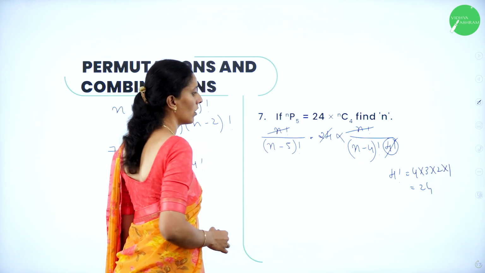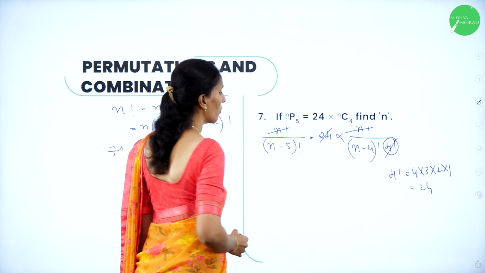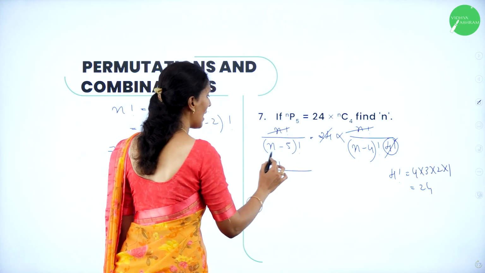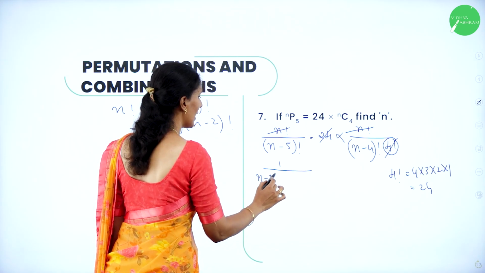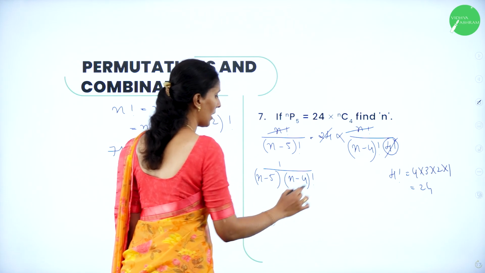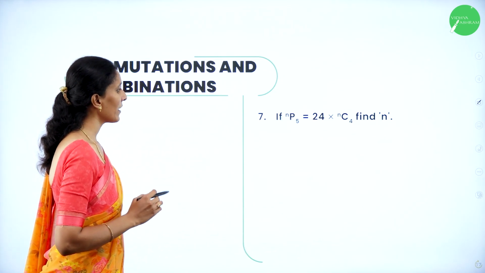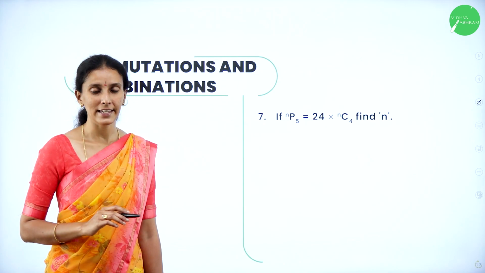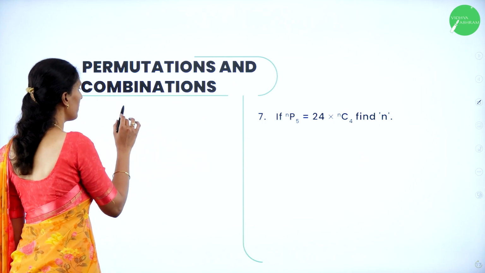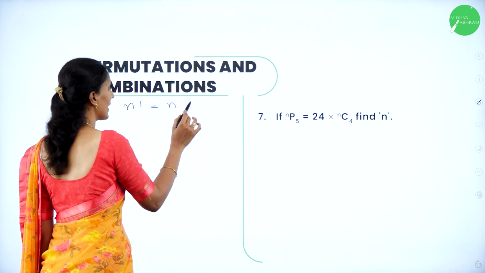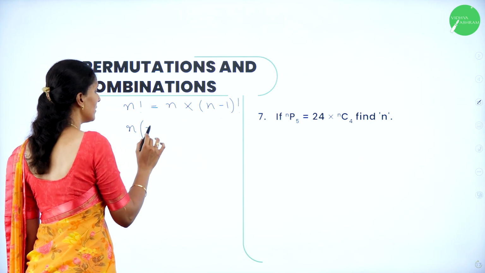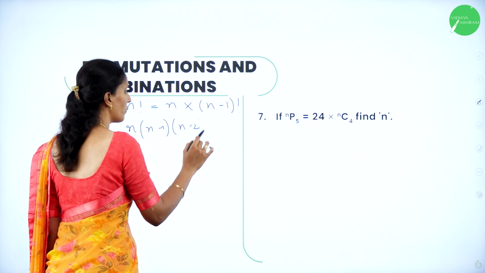So here we have (n minus 4) factorial and here we have (n minus 5) factorial. You can observe that I'll write (n minus 4) factorial as (n minus 4) into (n minus 5) factorial. So my next problem is nP5 equal to 24 into nC4, find n. I'll use the concept of factorial here. Remember, n factorial can be written as n into (n minus 1) factorial, or you can write n into (n minus 1) into (n minus 2) factorial also.